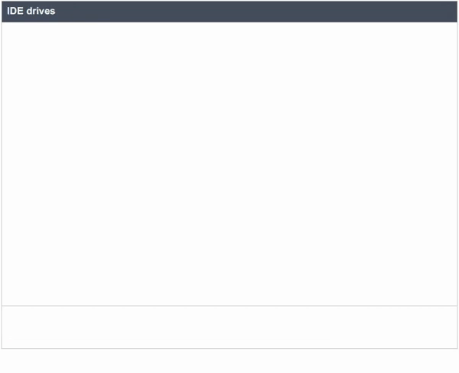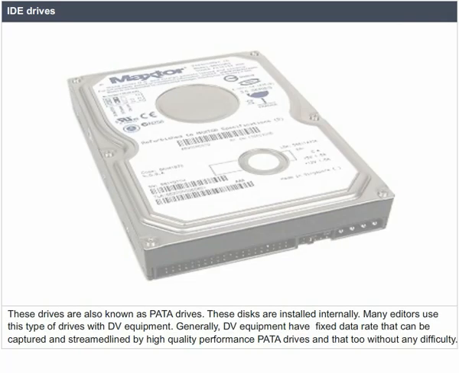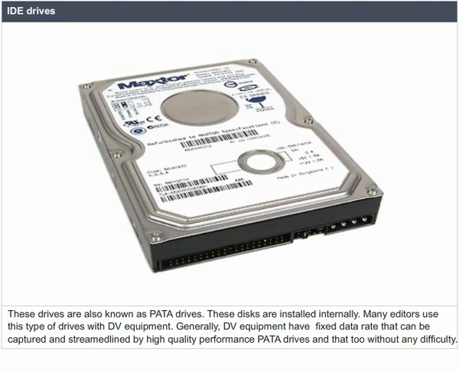IDE drives. These drives are also known as PATA drives. These disks are installed internally. Many editors use this type of drives with DVE equipment. Generally, DVE equipment have fixed data rates that can be captured and streamlined by high-quality performance PATA drives, and that too without any difficulty.